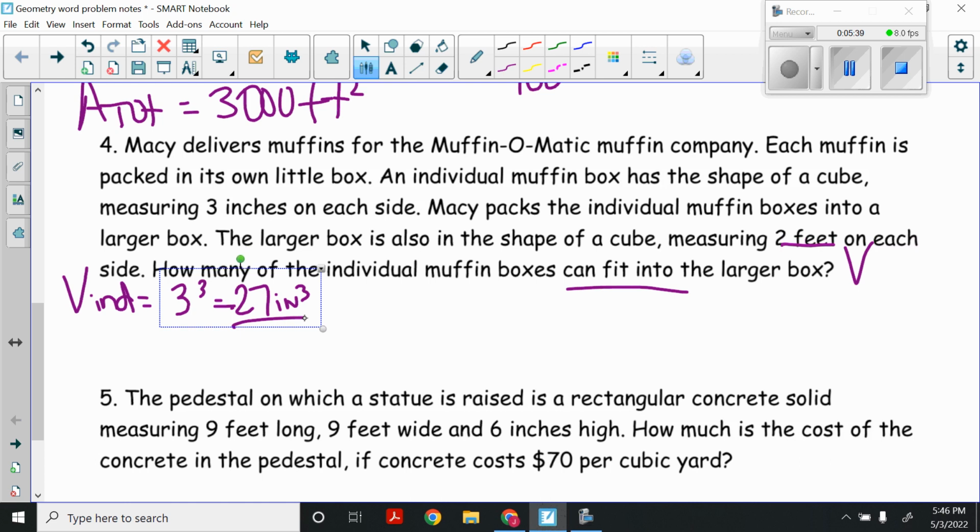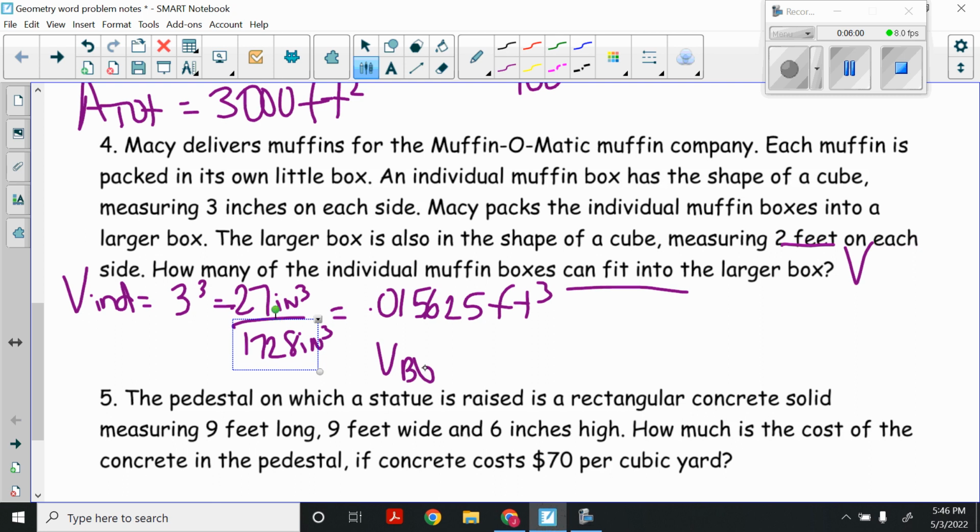Remember, in order to do that, I know there's 12 inches in a foot, so I have to cube 12. So I know that there are 1,728 cubic inches in a cubic foot. So each of the smaller individual boxes are 0.0152625 cubic feet.